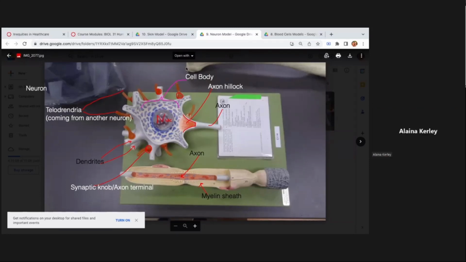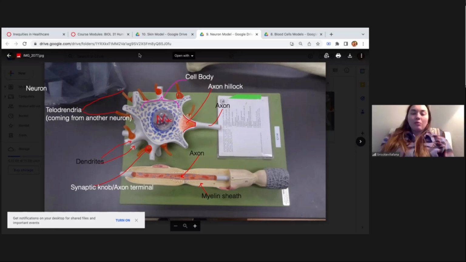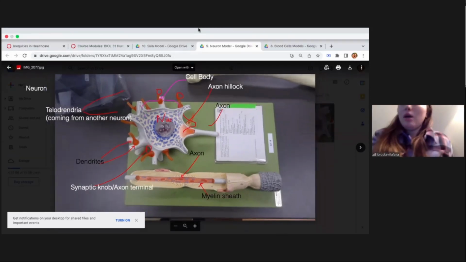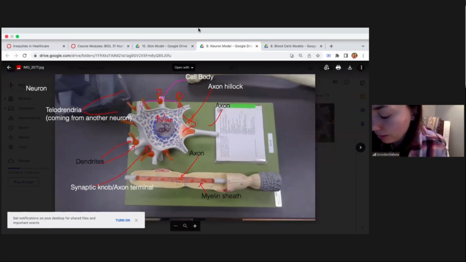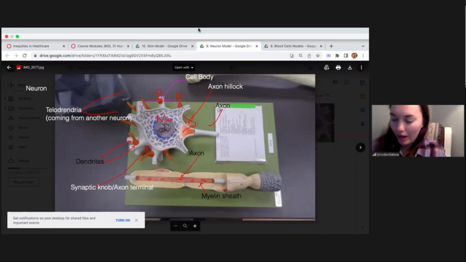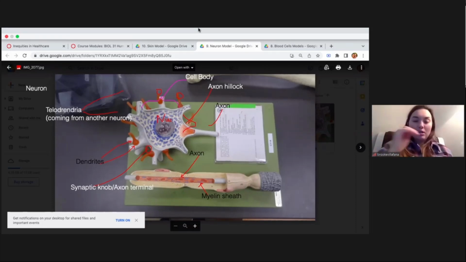Somebody asked in the chat, will the other white blood cells be nearby? No, we put all the models away when we test. So no, we're not going to have them side by side so you can compare. You guys just need to practice looking at the pictures and differentiating.